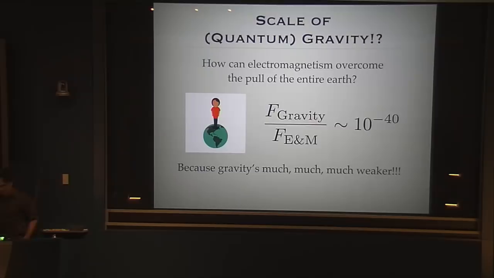And so now I want to read this slide backwards. Instead of saying, why don't you fall into the Earth, I want to ask, how can you know that gravity exists at all? Gravity is incredibly weak. It's a billion or so times weaker than the electromagnetic force. So why do you see gravity at all? Why do we even know it's there? We know it's there because it adds up. That's the only reason.